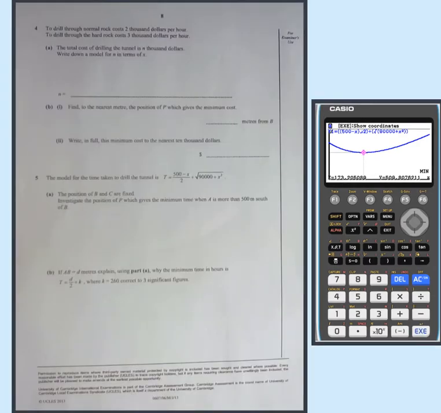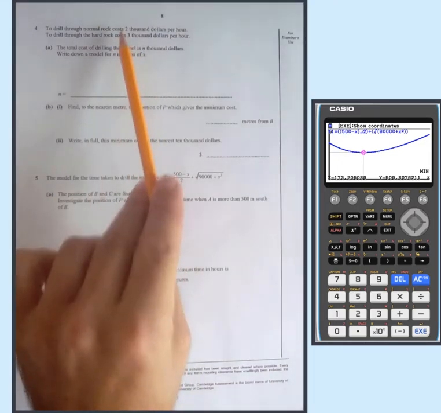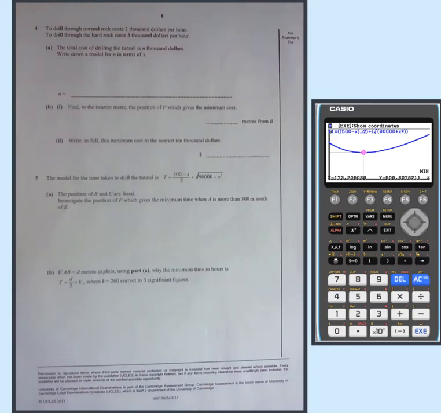To drill through normal rock costs $2,000 per hour. To drill through hard rock costs $3,000 per hour. The total cost of drilling the tunnel is $N,000. Write down a model for N in terms of x. Right, so we already have a model for the time, and it's already split into the time through the different types of rock. So if we just use these costs, and it's all per hour as well.